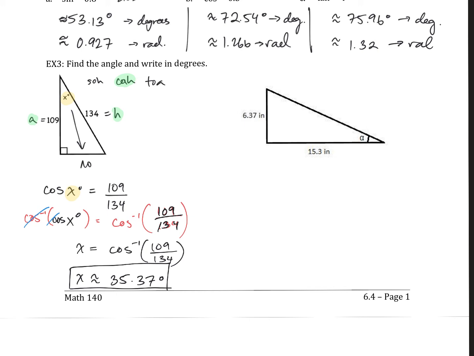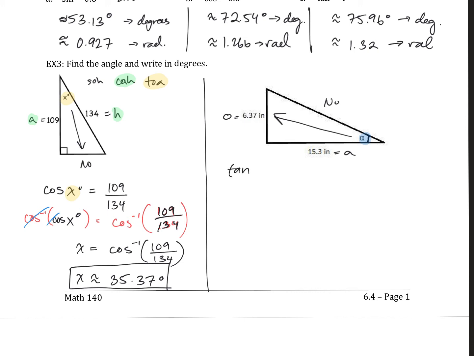Now let's look at the next triangle. Where is the angle we're trying to find? It's right here, alpha. So let's figure out which legs we're given. We are not given the hypotenuse. We are given the opposite leg and the adjacent leg. So which trig function uses opposite and adjacent? That would be tangent. So we're going to go ahead and use tangent to solve.